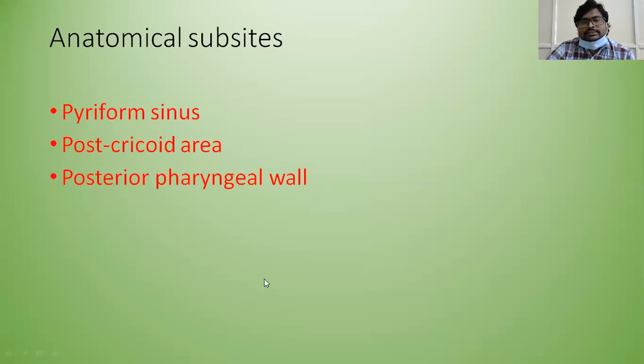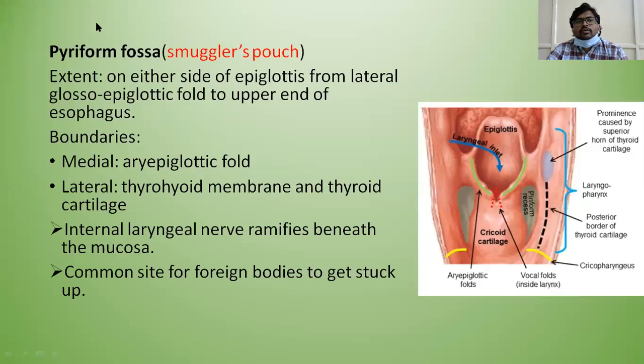Further, this hypopharynx has three anatomical subsites. They are the pyriform sinus or pyriform recess, the post-cricoid area, and the posterior pharyngeal wall. Now coming to the pyriform fossa or pyriform recess. It is also known as the smuggler's pouch, because it is a hidden area. In olden days, smugglers used to hide precious stones like diamonds in this space.